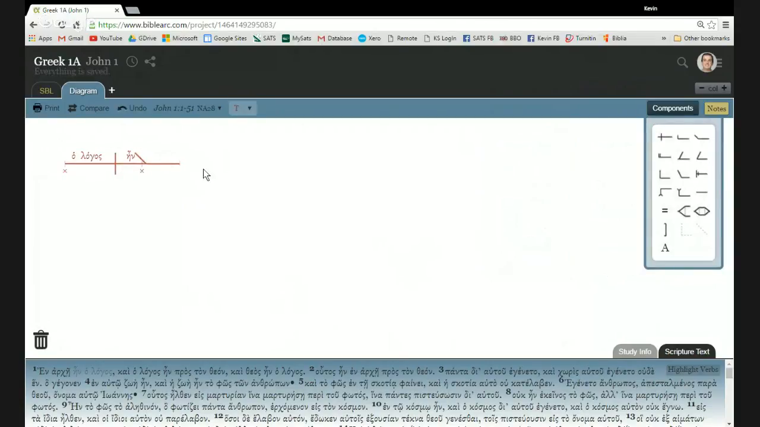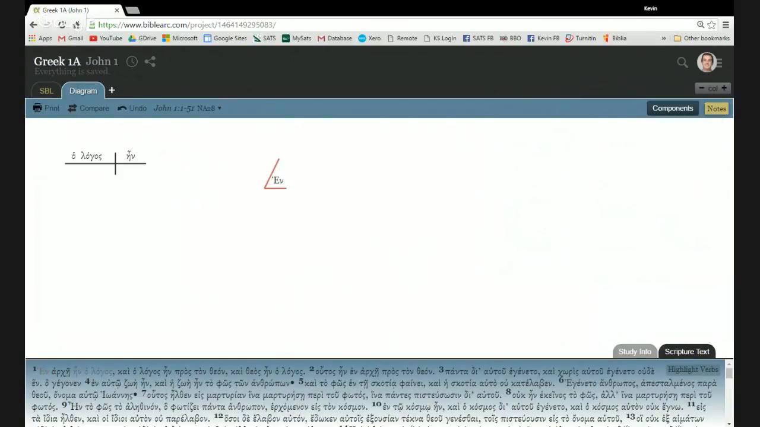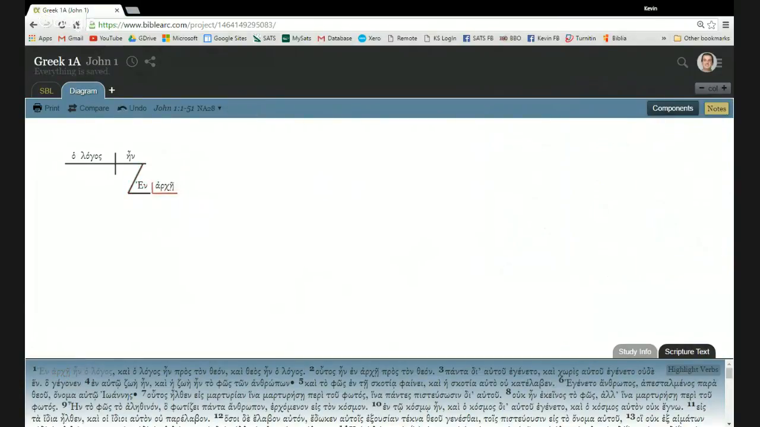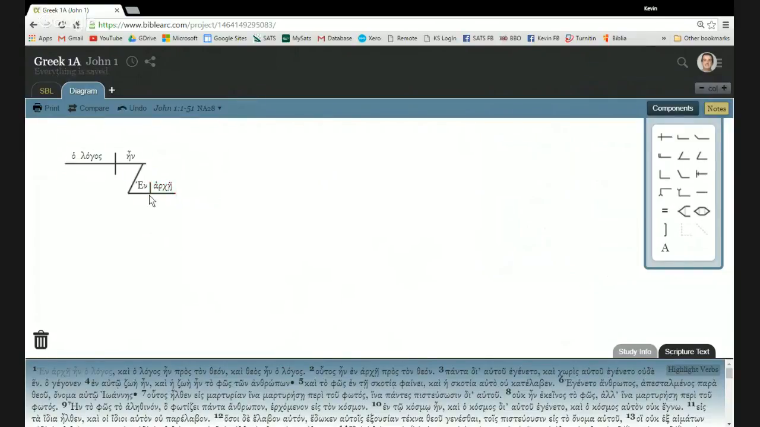In this case, however, we don't have a predicate nominative, we have a prepositional phrase. Prepositional phrases modify verbs typically, and this one would go here. So we have the word was, it was continuing to exist in the past tense, en arche, in the beginning, i.e. when the beginning came along. So just like a normal verb can have a prepositional phrase to complete its thoughts, so we can have with stative verbs as well as active verbs.